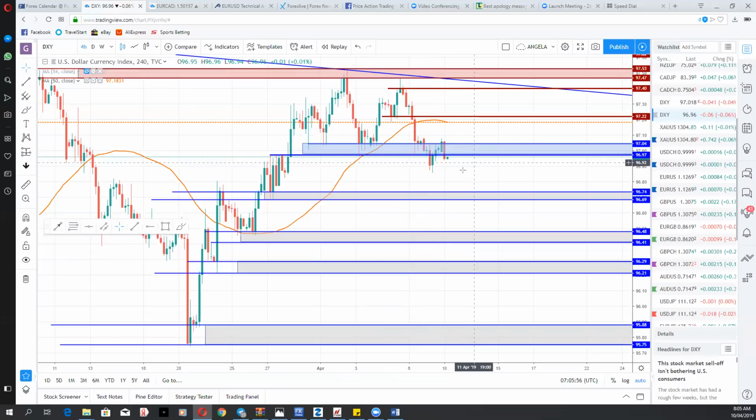So you need to be a bit careful. But with this bearish close, there's a possibility it may come down to this point. So we just need to be aware of it, and that is 96.74 to 96.69.